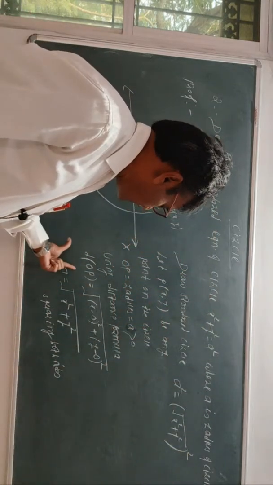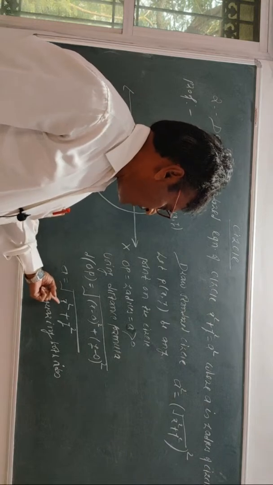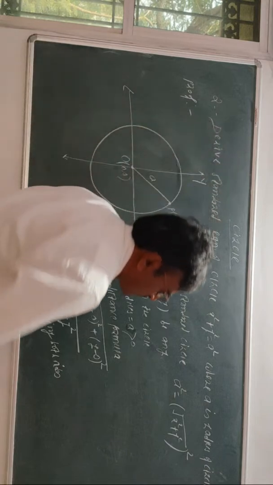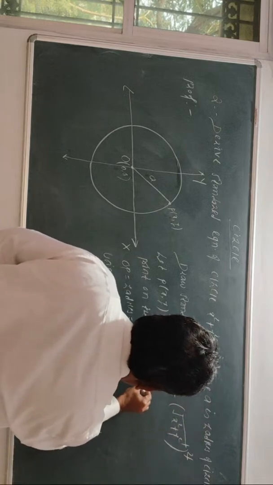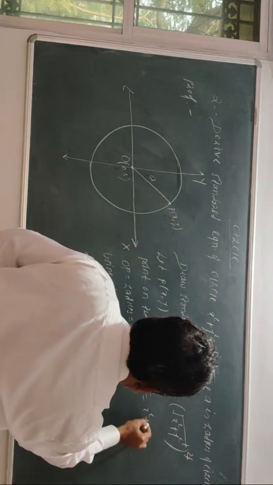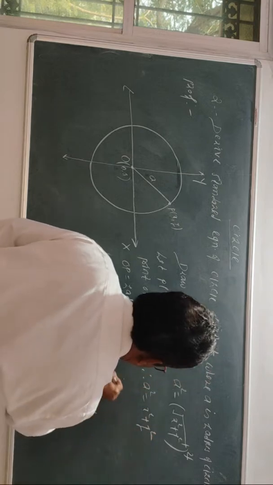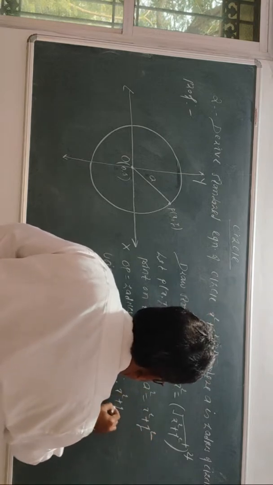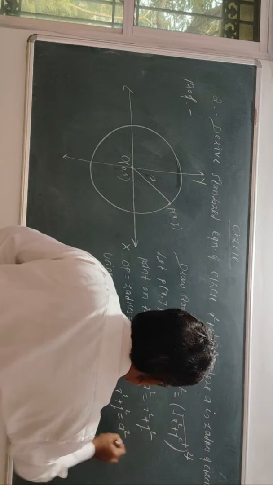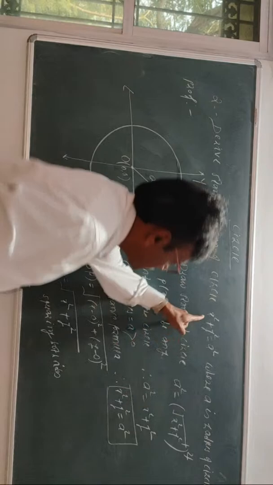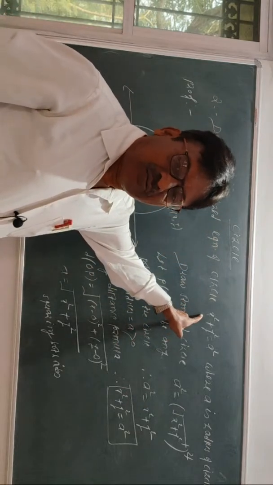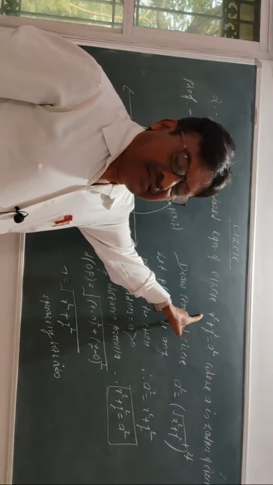Squaring both sides, then a square is equal to the right-hand side under root x square plus y square whole square. Then square and root cancel. Therefore a square is equal to x square plus y square. Therefore x square plus y square is equal to a square, and this is the standard equation of circle with center at origin and radius a.